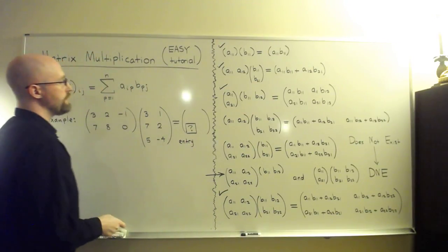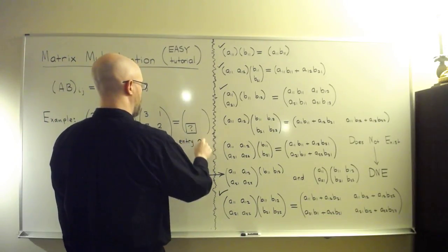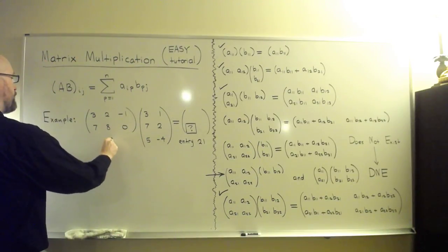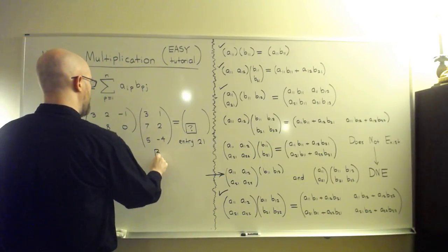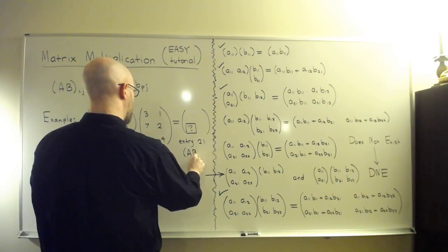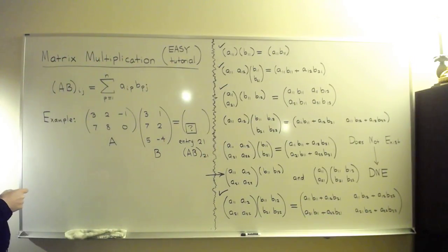What does bottom left mean? It means the second row and the first column. So if this here is A and this here is B, what we're looking at here is AB 2,1. That's what we want.